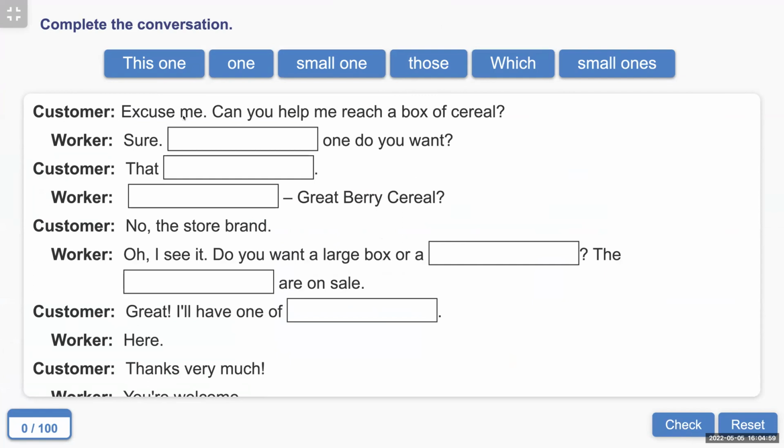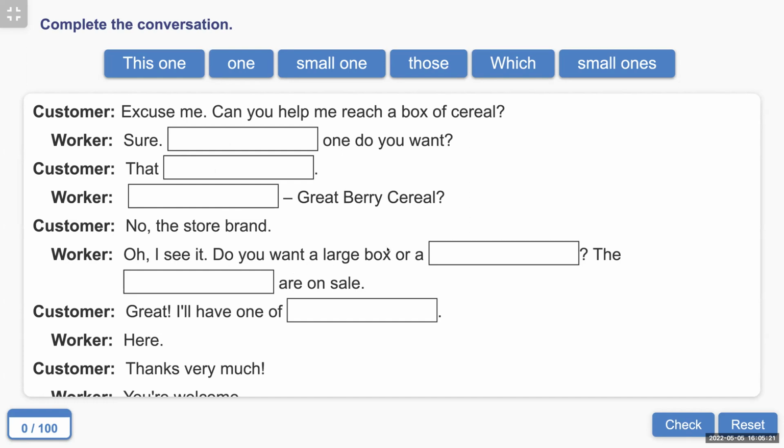Customer: Excuse me, can you help me reach a box of cereal? Worker: Sure. Blank, when do you want? Customer: That blank. Worker: Blank, Great Berry cereal. Customer: No, the store brand. Worker: Oh, I see it.